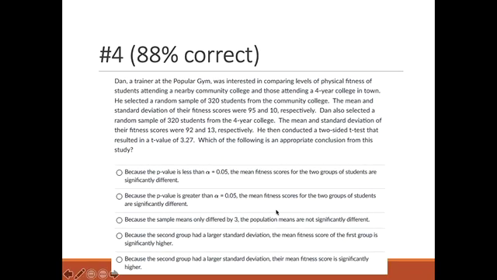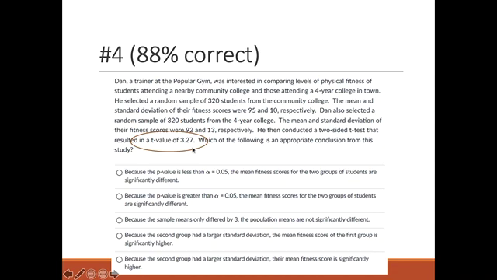So in this question here, we're interested in comparing the levels of physical fitness for students attending nearby community colleges and those attending four-year colleges in the town. So we have a random sample of 320 students from the community college. We have the mean and the standard deviation from that college. That is their fitness scores. We also have a random sample of 320 students from this four-year college, and we also have their mean and standard deviation for their fitness scores, but we don't really need to use those because a two-sided t-test has already been run, and I know the t-score.